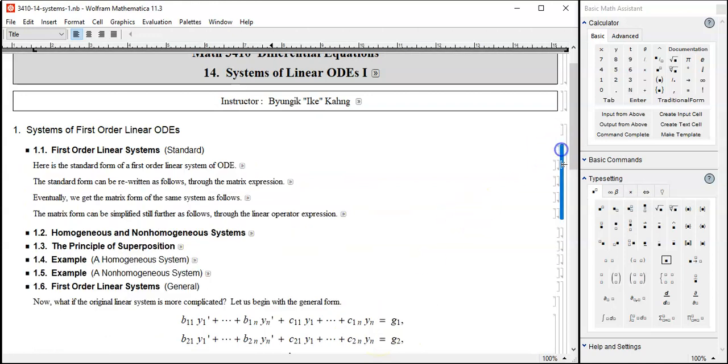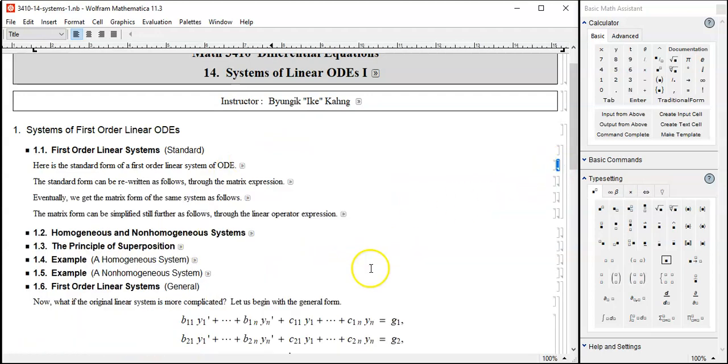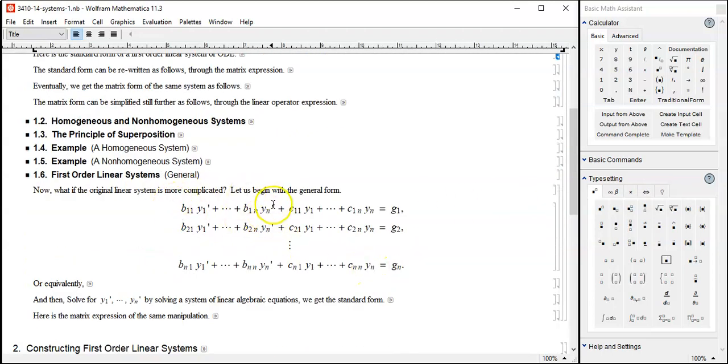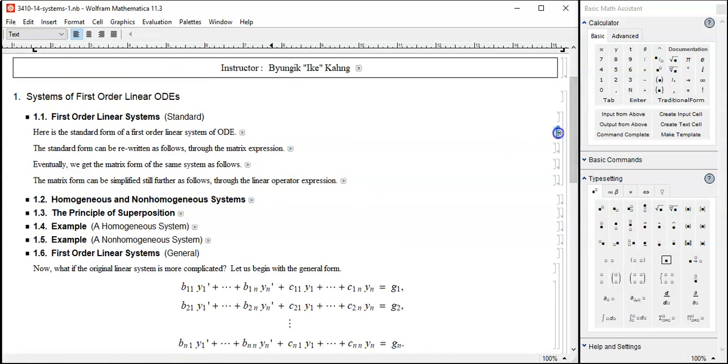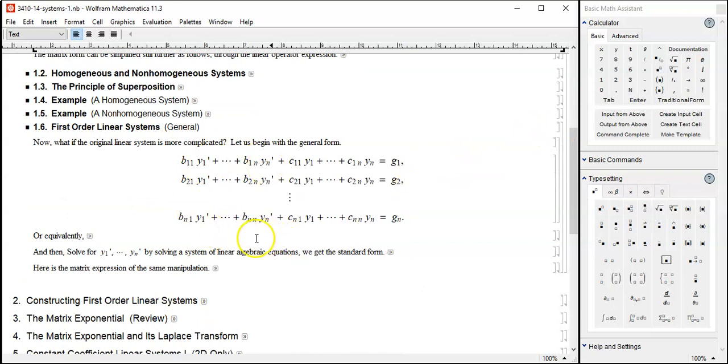Previously, we had only the standard form. We have only one derivative. Here, I have many derivatives in each line. So this system here is far more complicated than this one, especially in terms of the derivative part. We have only one here on the left-hand side, but here I have too many.